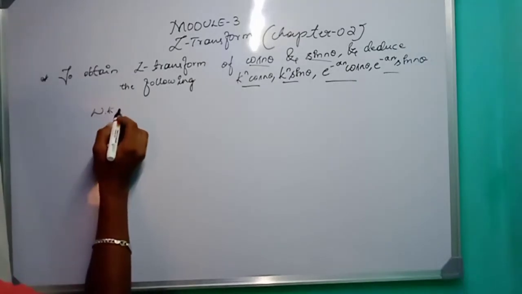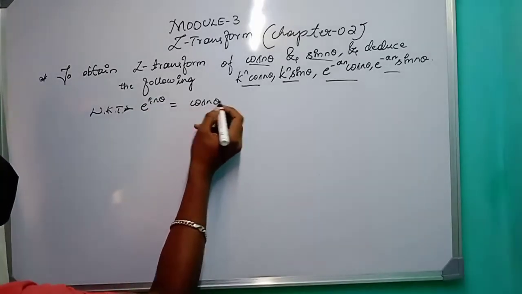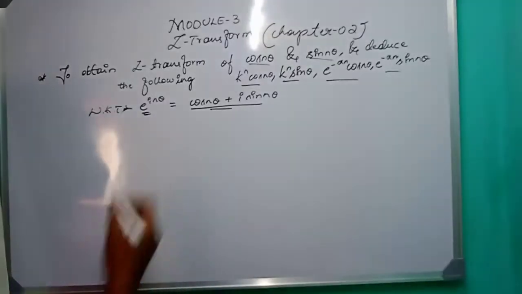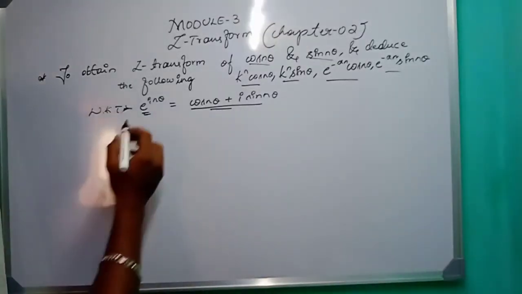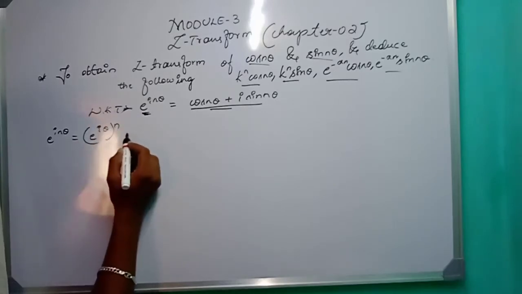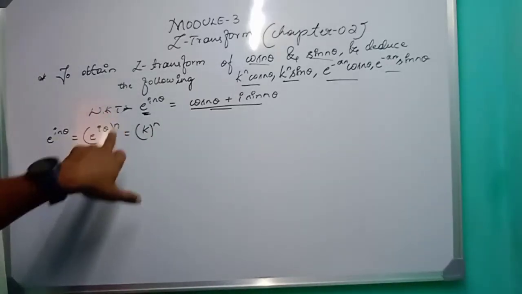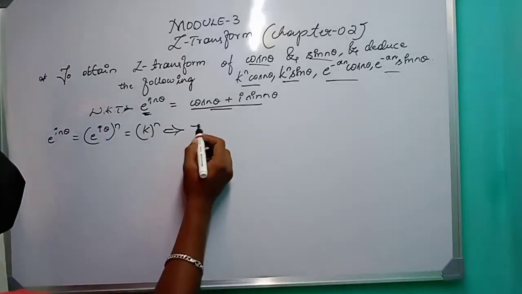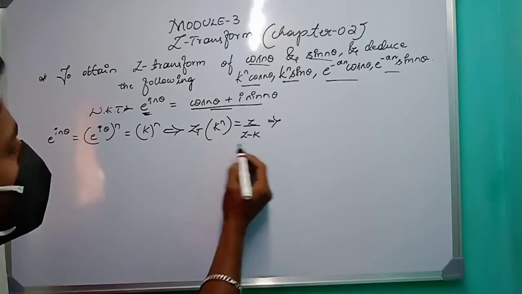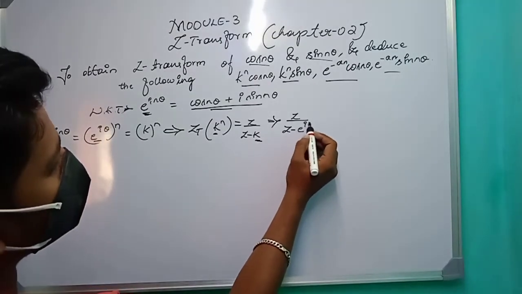We already know that e^(iθ) equals cos θ plus i sin θ. So e^(inθ) equals cos nθ plus i sin nθ. We can write e^(inθ) in terms of (e^(iθ)) whole power n, which is nothing but k to the power n. We also know that the Z transform of k^n is z by z minus k, and in place of k we have e^(iθ), so that is z by z minus e^(iθ).